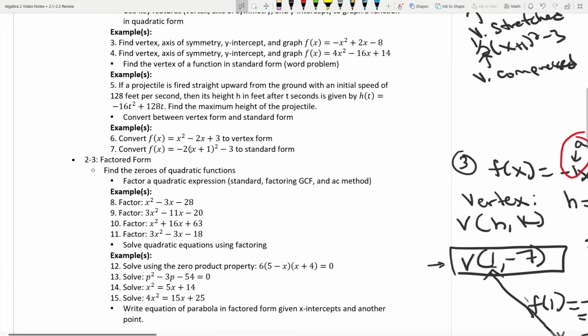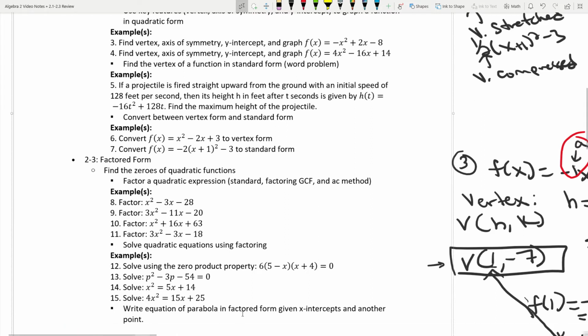Number 5, if a projectile is fired straight upward from the ground with an initial speed of 125 feet per second, then its height h in feet after t seconds is given by h of t equals negative 16t squared plus 128t. Find the maximum height of the projectile. Okay, so they give us a function that's a parabola, that's a quadratic, and they want the maximum height.